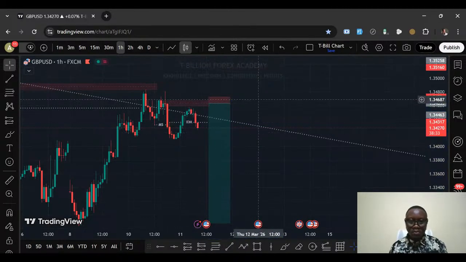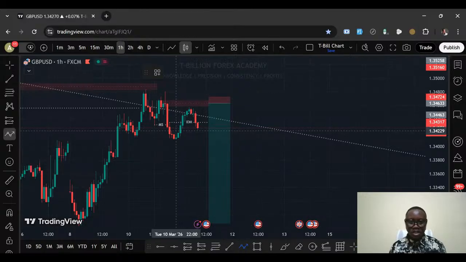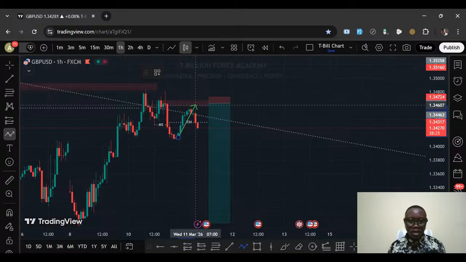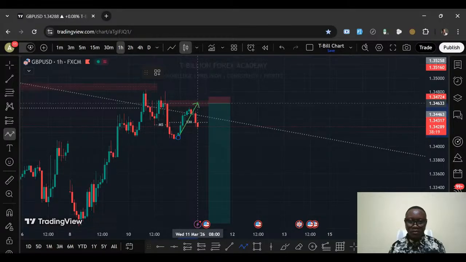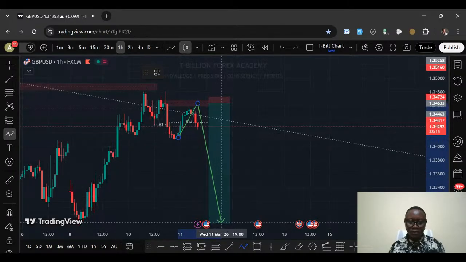Okay. So I'm anticipating that price will do this. Right? Tap into this order block here, or push a little bit to this price level before selling to the downside. Right. So this is what I'm anticipating.